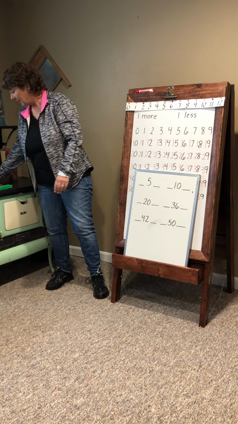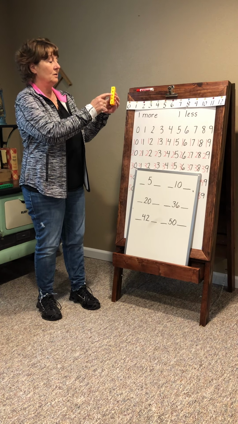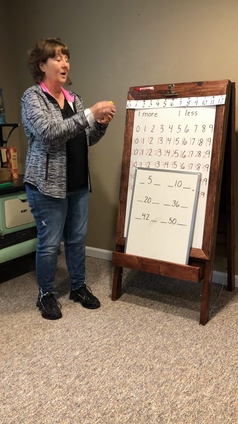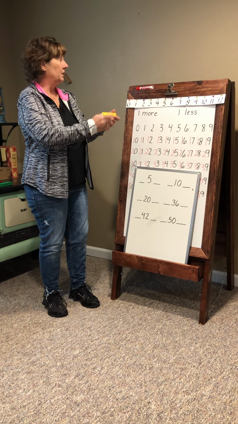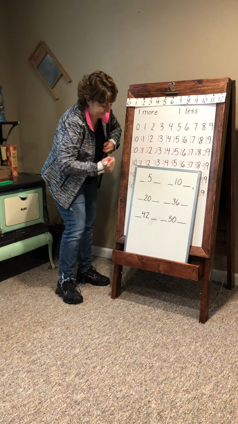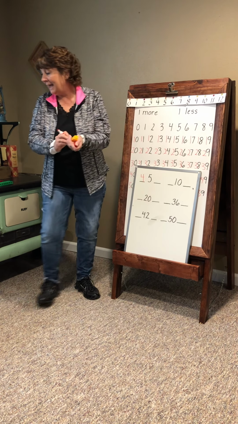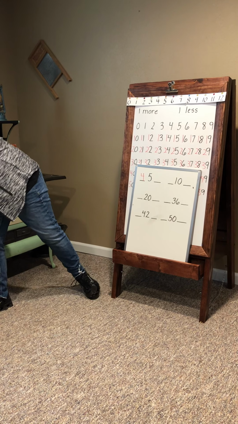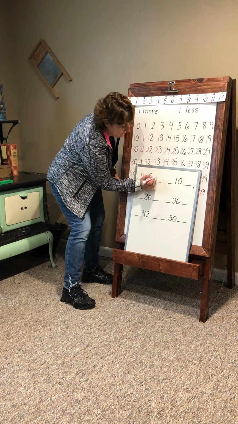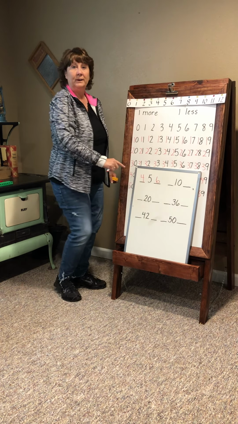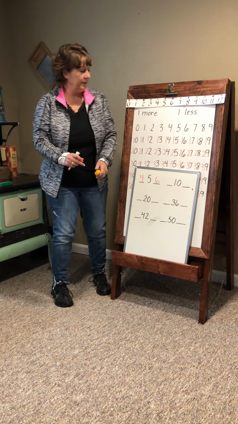So I have my 5 cubes here. 1, 2, 3, 4, 5. If I want one less, I will take it away. So I have 1, 2, 3, 4. Now if I have my 5 and I need one more, I will have 1, 2, 3, 4, 5, 6. So the sequence of this number is 4, 5, 6. Let's try it with the 10 also.